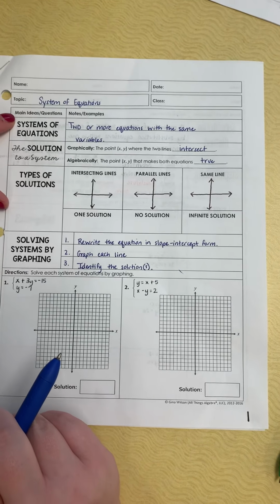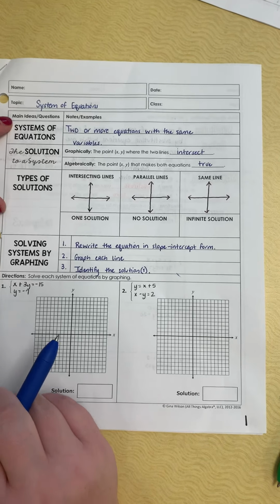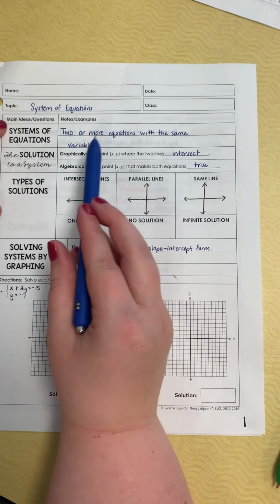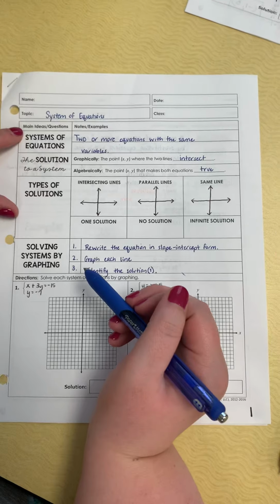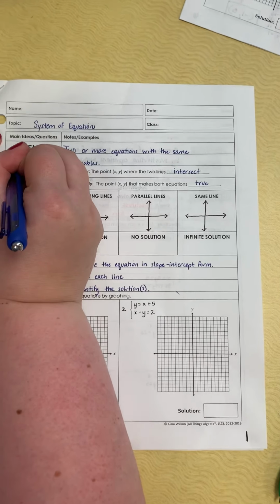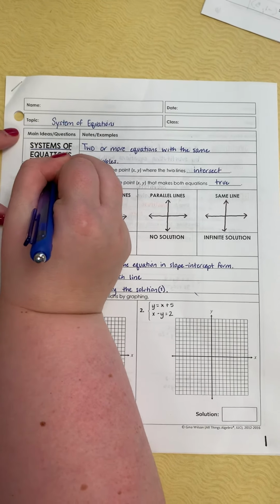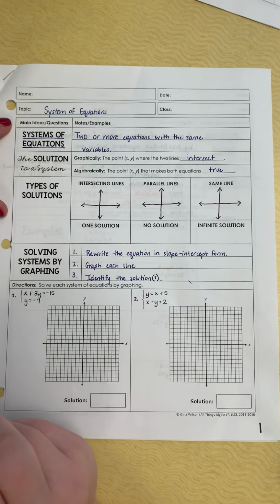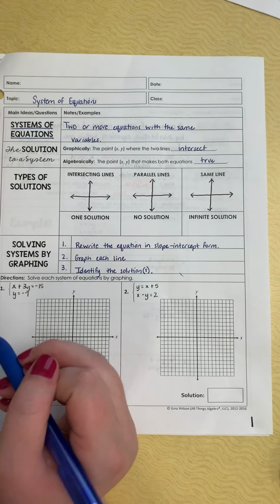Okay, systems of equations. That's the heading of our notes. A system of equations is two or more equations with the same variables. Okay, y'all kind of know what that means. That's the definition of a system of equations, the good vocabulary part for our next test.